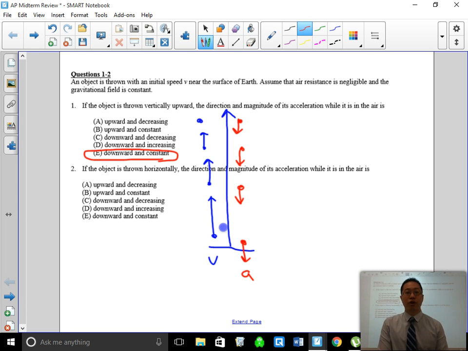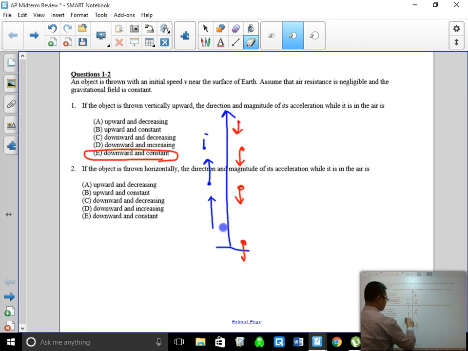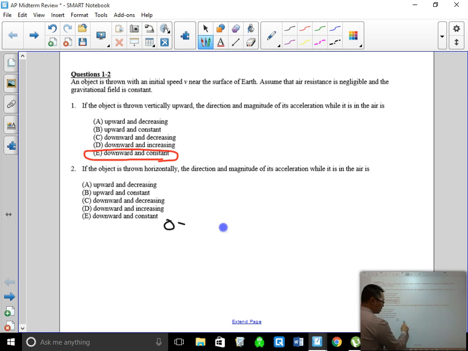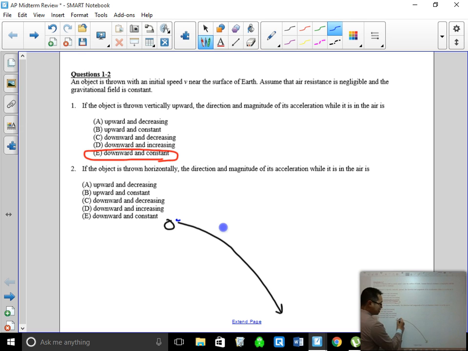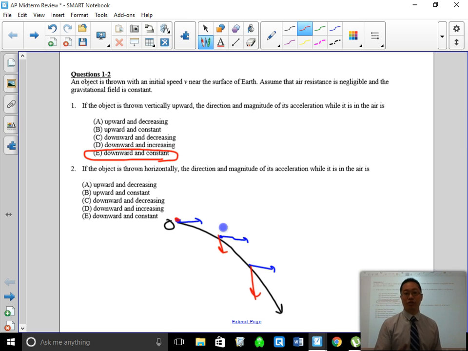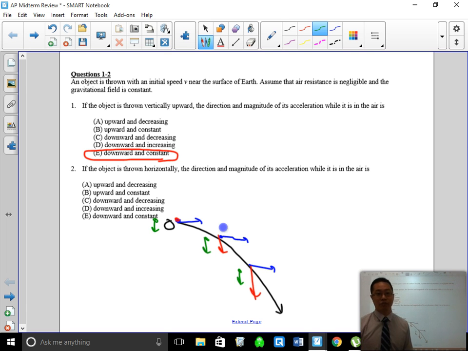If the object is thrown horizontally, you have to understand that if you were to draw a motion map, the velocity on the x-axis stays constant, while the velocity on the y-axis increases by a certain amount. But that's velocity. If we're asking about how much it's increasing by, the same idea here is if you have a falling object, gravity is pulling it down at every single point. So therefore, that's going to be downward and constant as well.